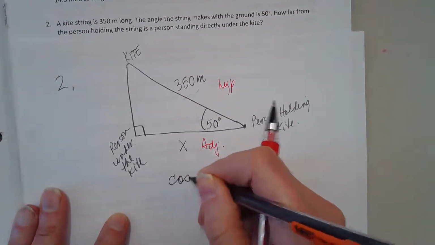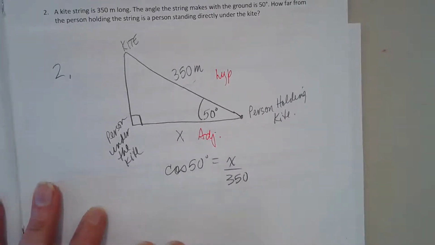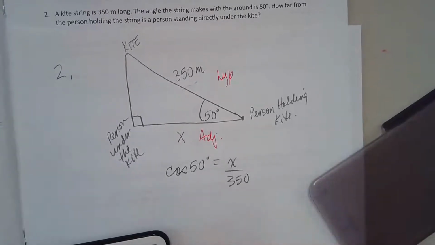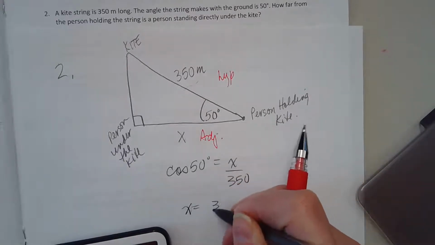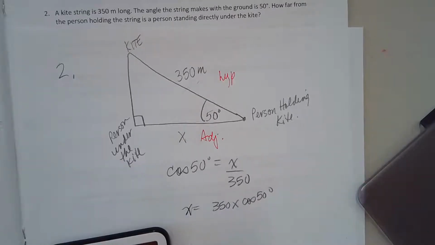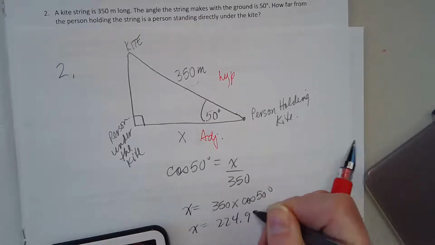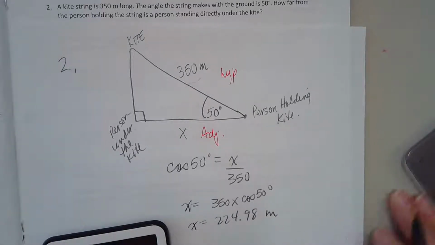So cos of 50 degrees equals adjacent over hypotenuse. The x is on the top. So it's a times. Make sure you're in degree mode, I suppose. That might be an issue, right? So it's going to be x equals 350 times cos 50. And I get 224.98 meters. Yeah, I got that before, but on the back it's like 500.